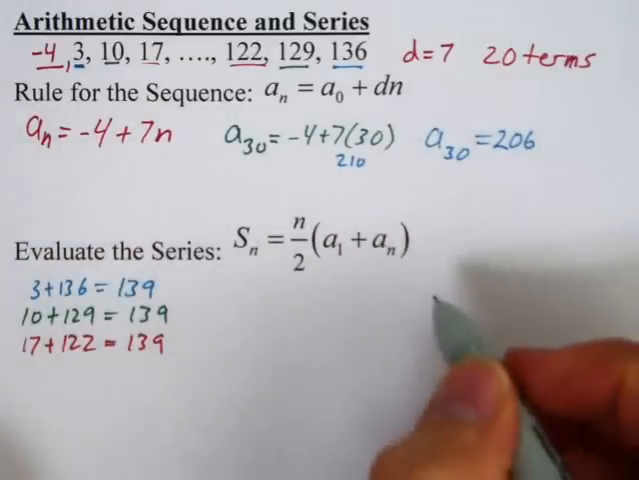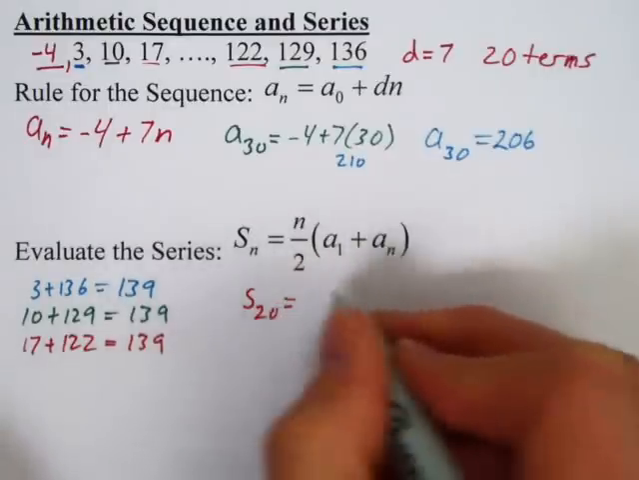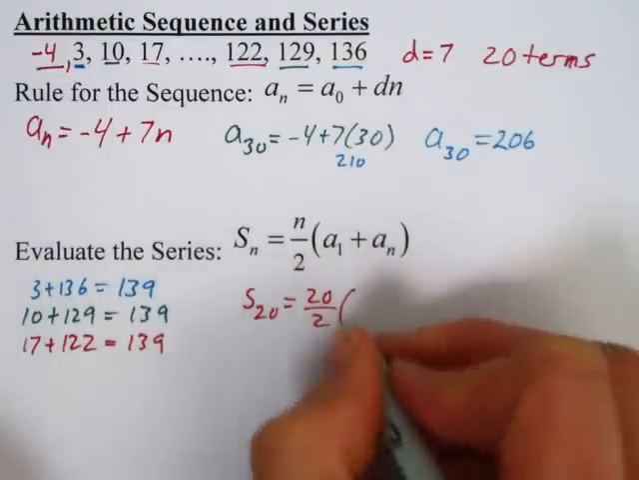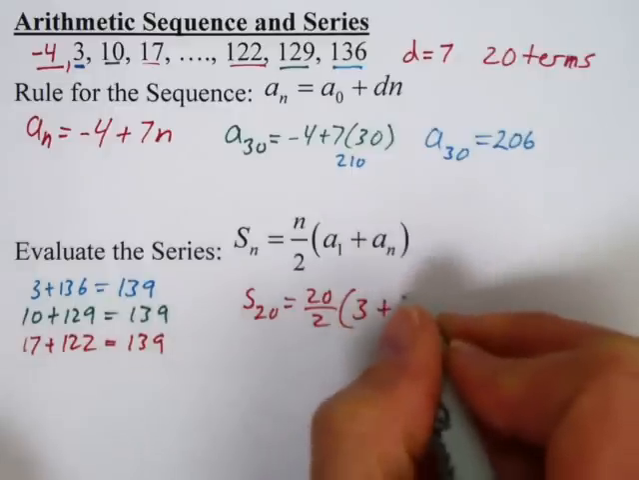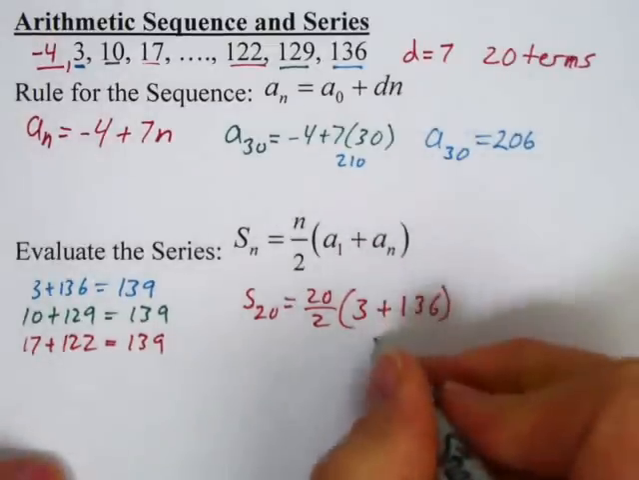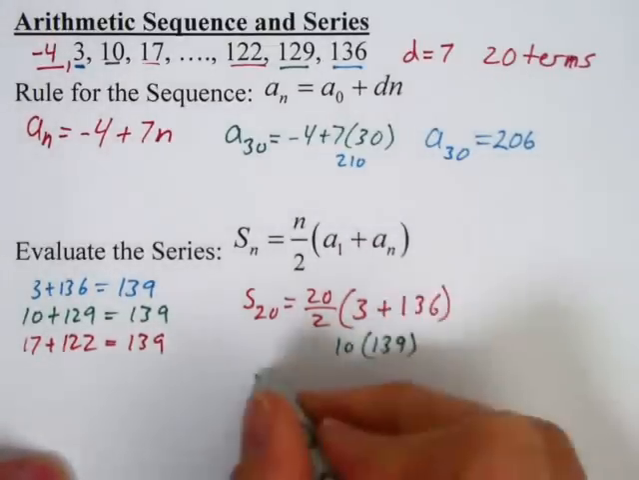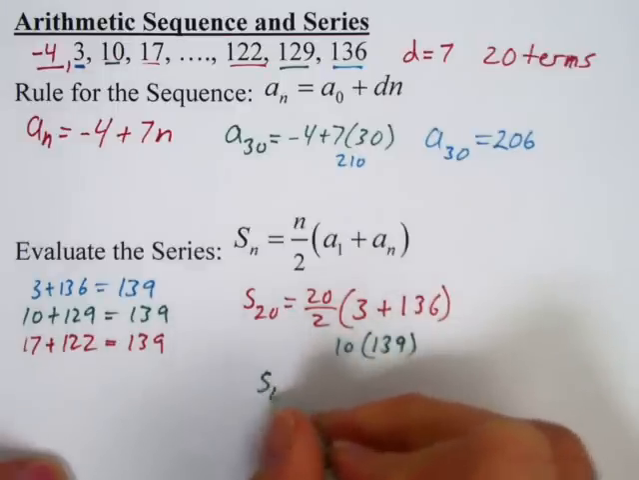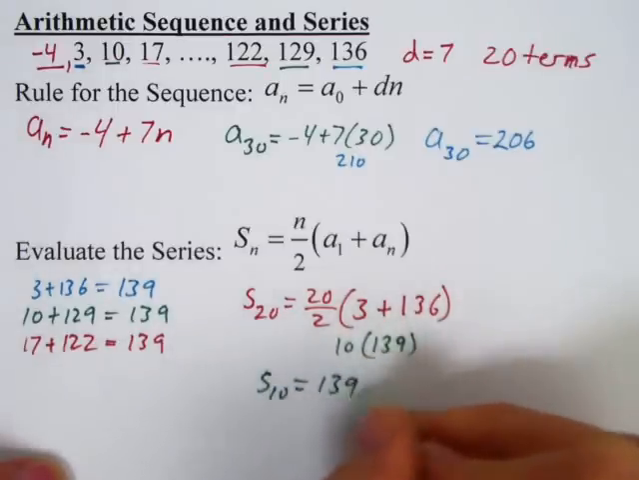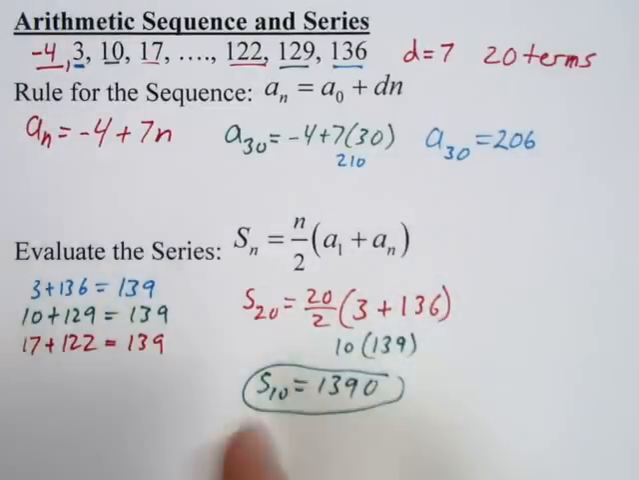So if we want to do this one, the answer for the 20 terms would be 20 divided by 2, times the first term, which is 3, plus the last term, which is 136. Now this is going to be kind of big, because this is 139, and this is going to be 10. So the sum of the first 20 terms is 1390. That would be a pain to do without a formula, but it's cool to help you remember the formula. And this A0 plus DN just helps you really quickly get the formula.